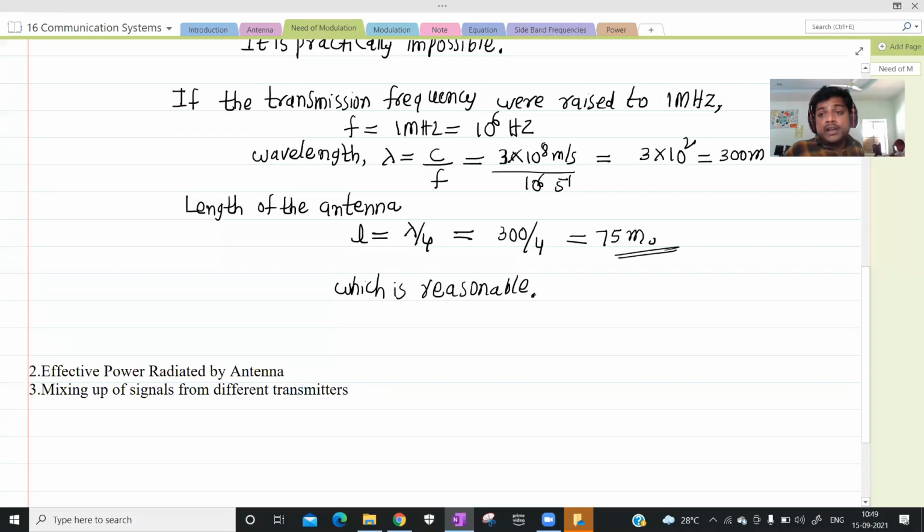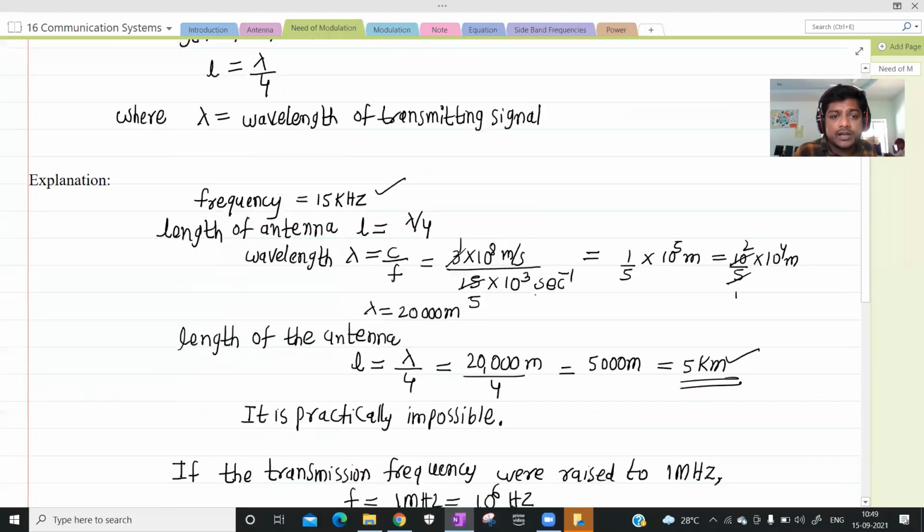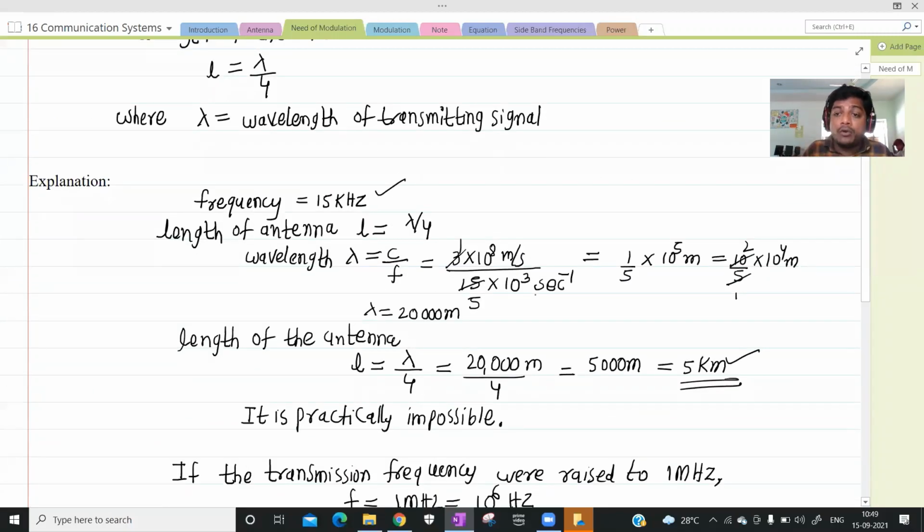So what happens is, if you want to send the signal, we need high frequency waves. If you increase the frequency, the length of the antenna will decrease, and that we can construct. Understood? How do we increase the frequency of the signal? That is by doing modulation, that is superimposing the message signal over a carrier wave. What is a carrier wave? It is a high frequency wave. Understood?